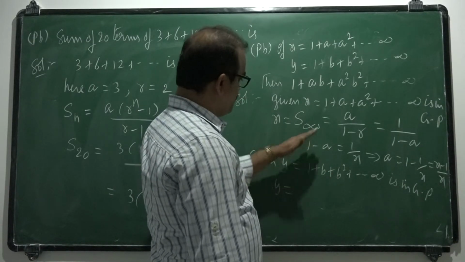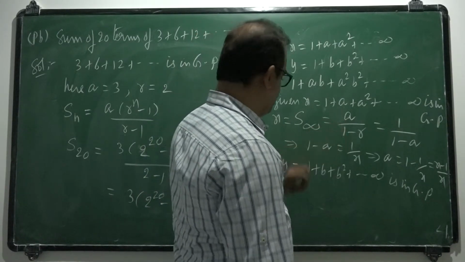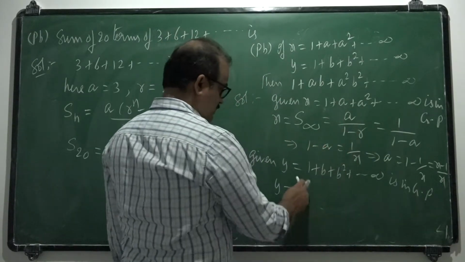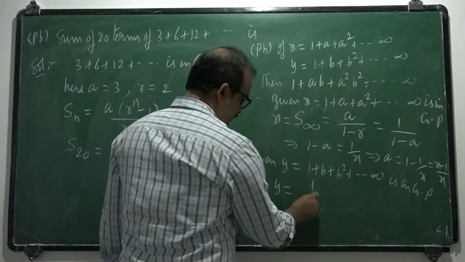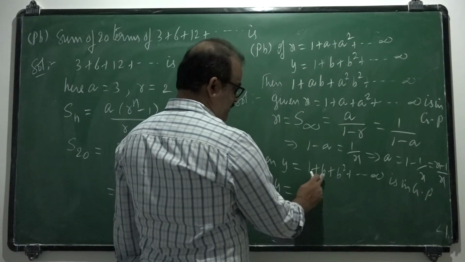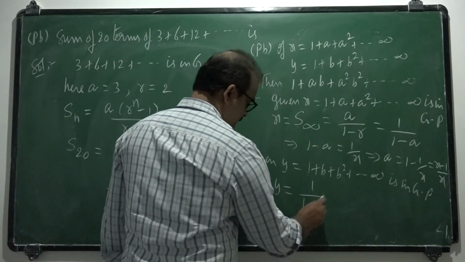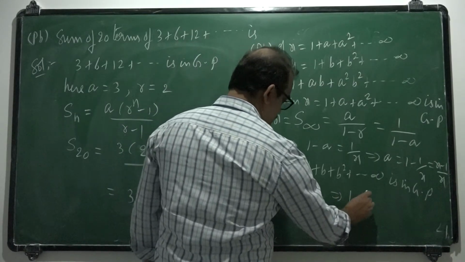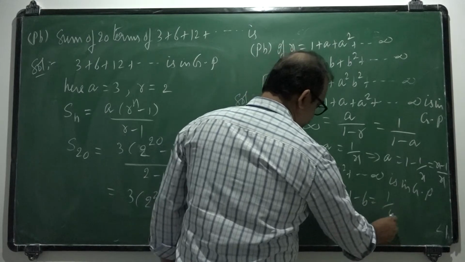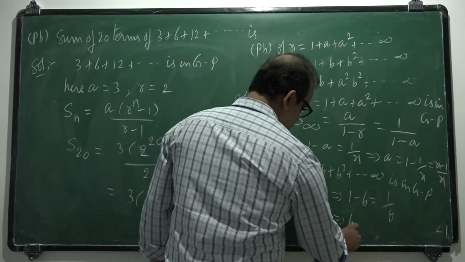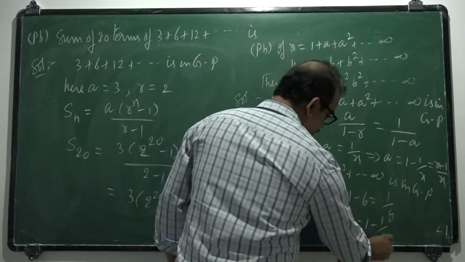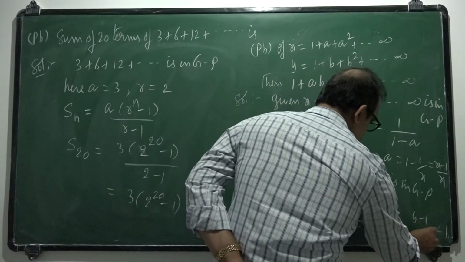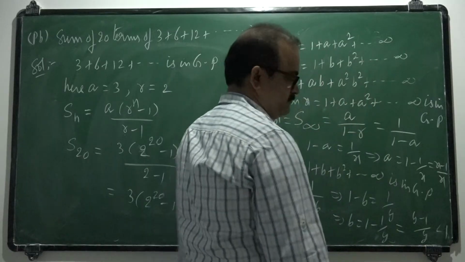Now apply this formula a by 1 minus r. Sum of infinite terms in GP is a by 1 minus r. What is the a value here? 1. What is the common ratio? B. So y is 1 by 1 minus b. From this, find the b value. 1 minus b is equal to 1 by y. So b is equal to 1 minus 1 by y, that is equal to y minus 1 by y.